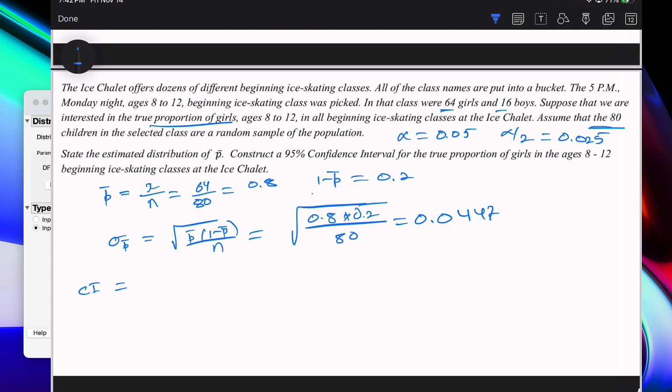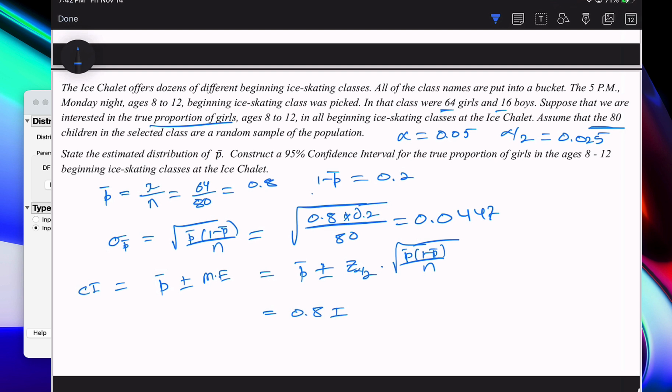0.025 or 2.5%. So we can construct the confidence interval by adding and subtracting the margin of error from our proportion, and this margin of error is given by our corresponding z value times the standard error of the proportion, which is the square root of p bar times 1 minus p bar divided by n. Our p bar is 0.8.